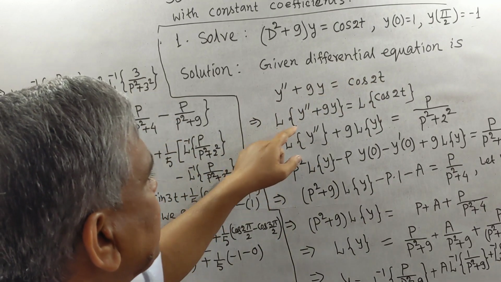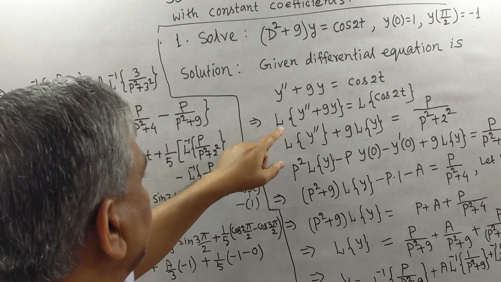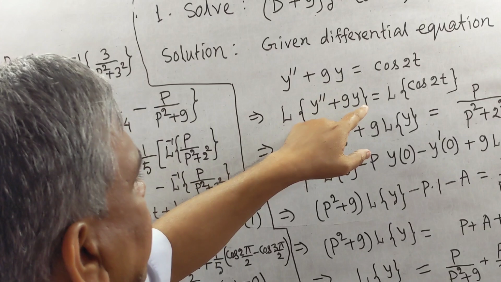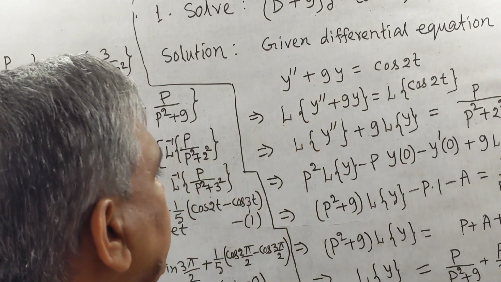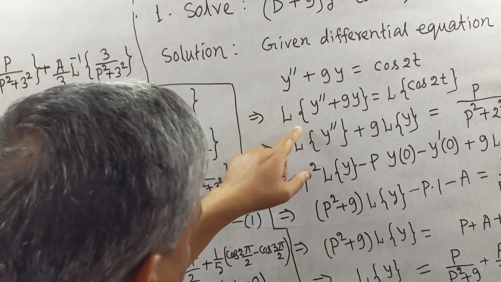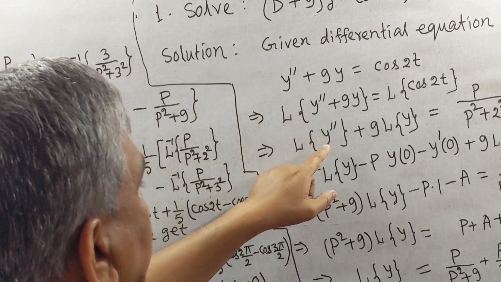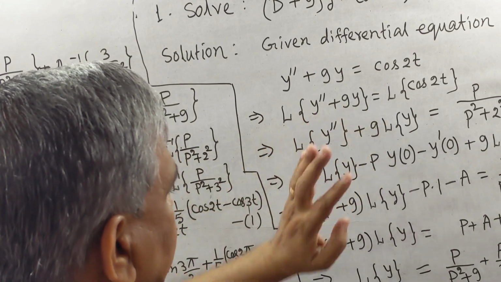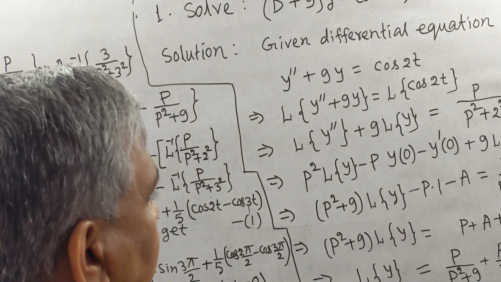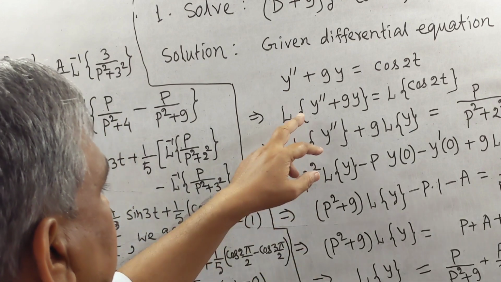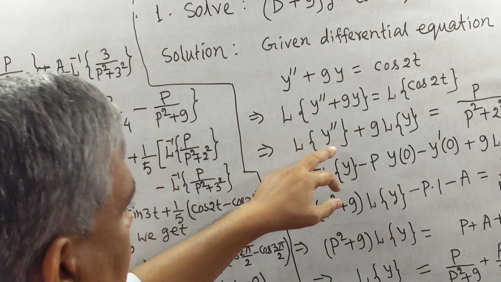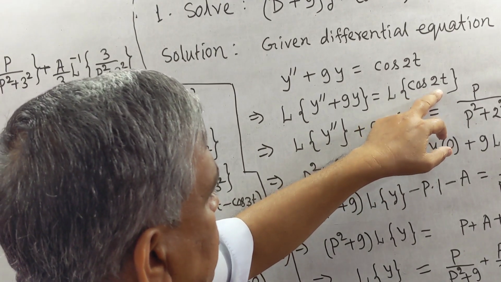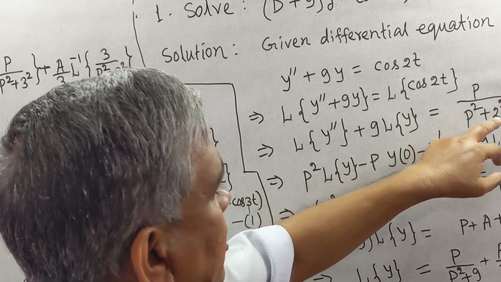Applying Laplace transformation in both sides, we get L[y double dash plus 9y] equal to L[cos 2t]. We separately use this Laplace transformation of individual terms, as Laplace transformation is a linear transformation. So this is equal to L[y double dash] plus 9 L[y]. Laplace transformation of cos 2t is p by p square plus 2 square.